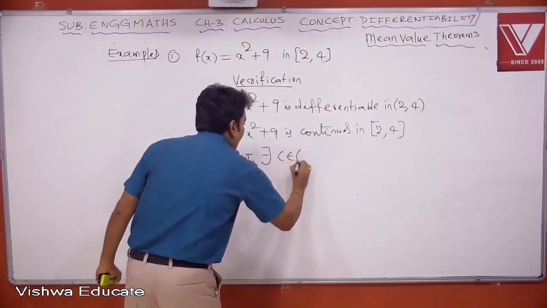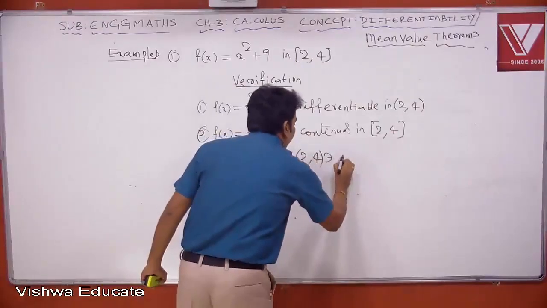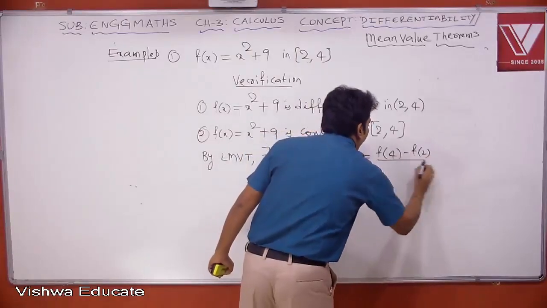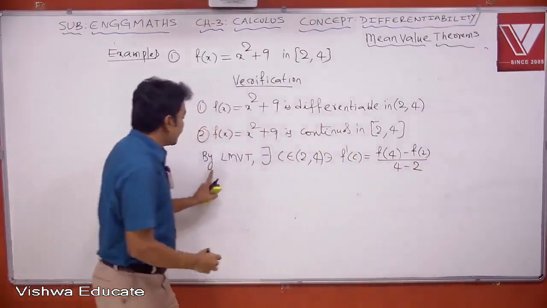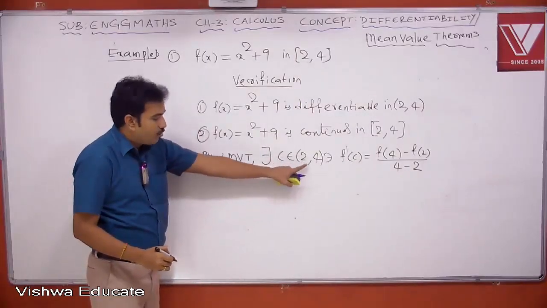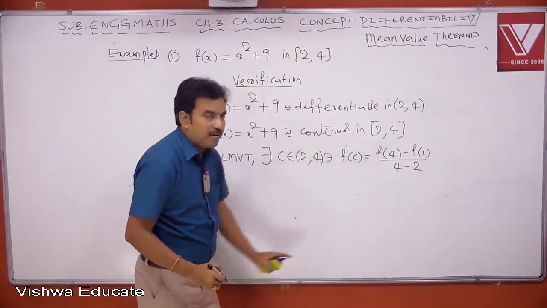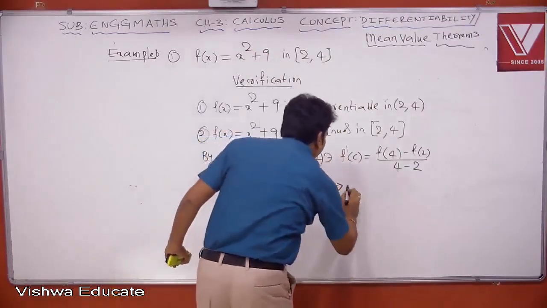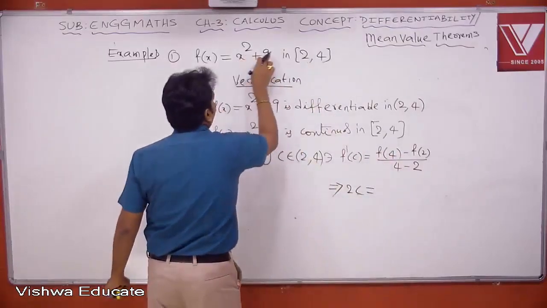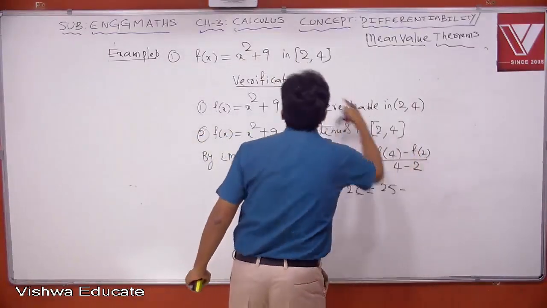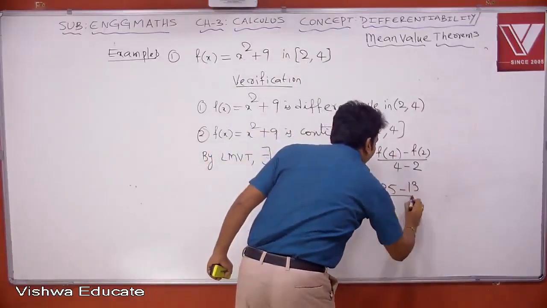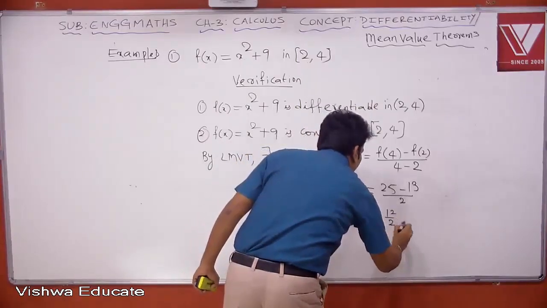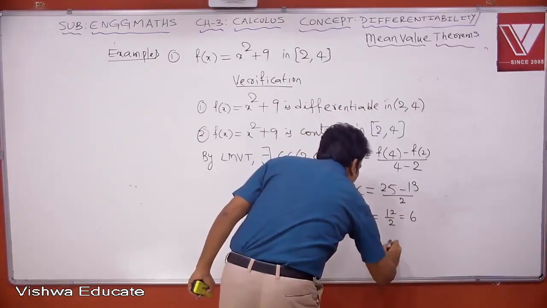there exists c belonging to the open interval 2 comma 4 such that f dash of c equal to f of 4 minus f of 2 divided by 4 minus 2. Now what is f dash of c? The derivative of this is 2x, so f dash of c is 2c. What is f of 4? 16 plus 9, 25. f of 2 is 4 plus 9, 13. So divided by 2. Now this implies 2c equal to 12 by 2, so this is 6. Therefore c equal to 3.